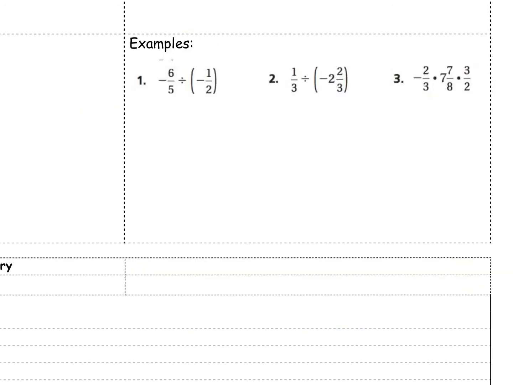Last but not least, I would like you to try these 3 problems on your own. Make sure if it's dividing, we keep, change, flip. Any mixed number needs to become improper, and then be careful with your signs. Go ahead and pause the video, try these 3 on your own, then come back to check your answers.